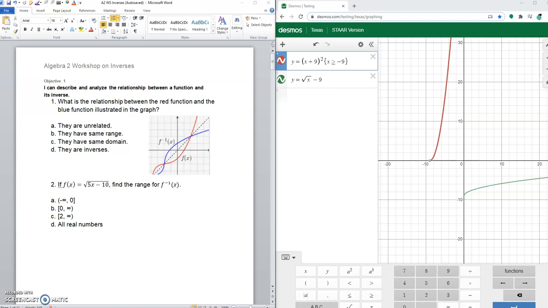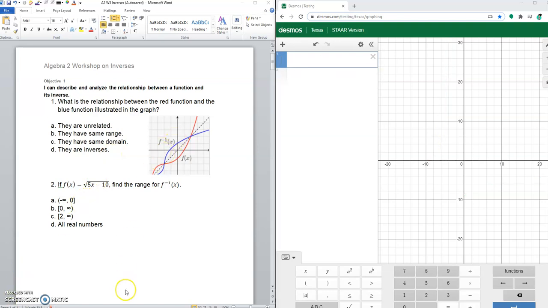There are four objectives for this, and to do objective number one, I can describe and analyze the relationship between a function and its inverse. So, question number one, what is the relationship between the red function and the blue function illustrated on the graph? As you can see, these two functions are reflective about the y equals x line. Because of that, these two are inverses. So the answer to this is letter D.